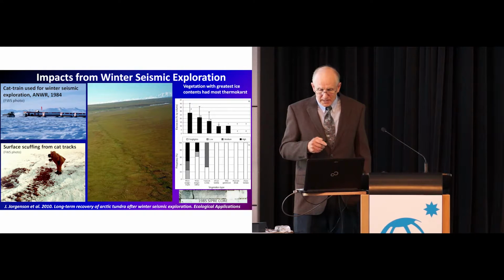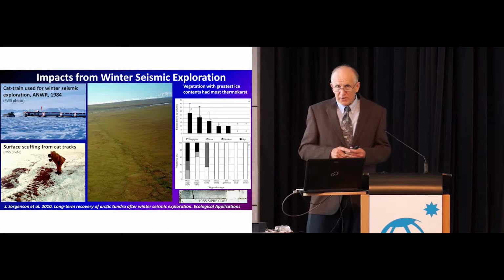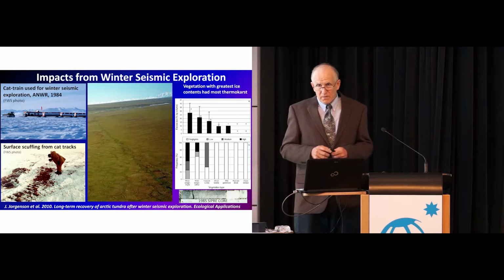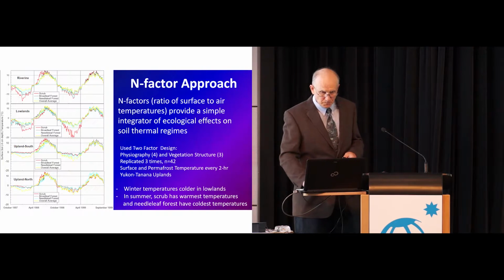Well, I did coring along these trails in 1985, and it turns out 20 years later that the ice core data was the best explanatory variable for the long-term outcome of these vegetation impacts. So it shows that even under very cold climate conditions, the permafrost can be very sensitive to ecological conditions at the surface.